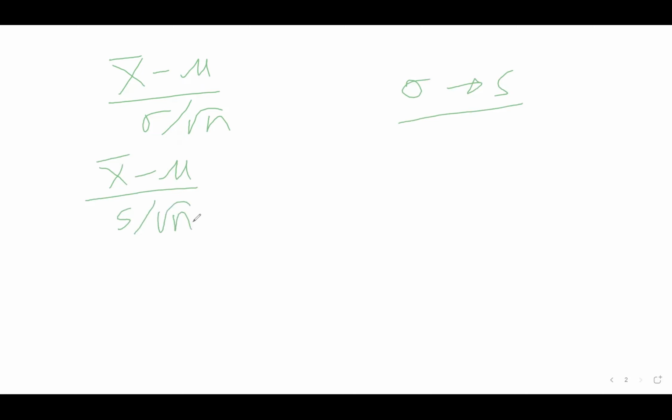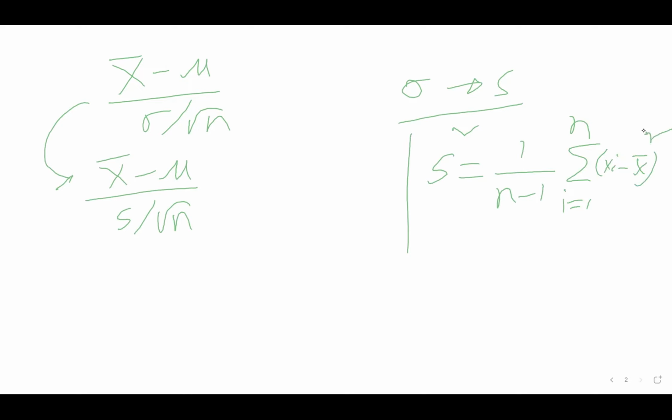So we used S in place of sigma here, right? What is S? S is the sample standard deviation. We know that S squared equals 1 over n minus 1 times the summation of i equals 1 to n of xi minus x bar squared. So this is the sample variance, and S is the square root of S squared.